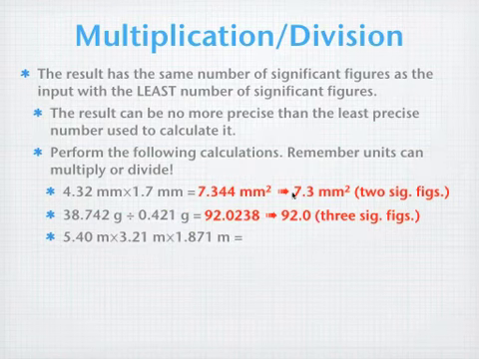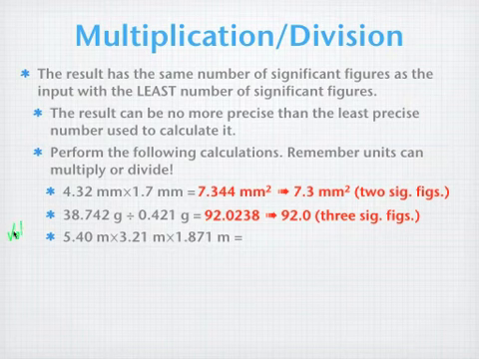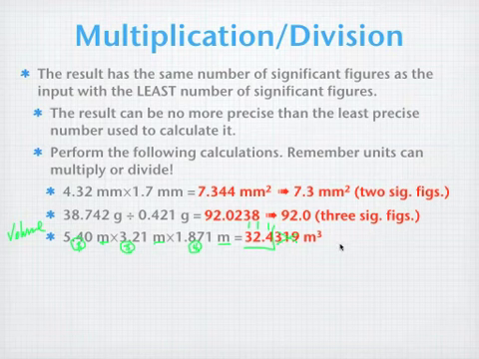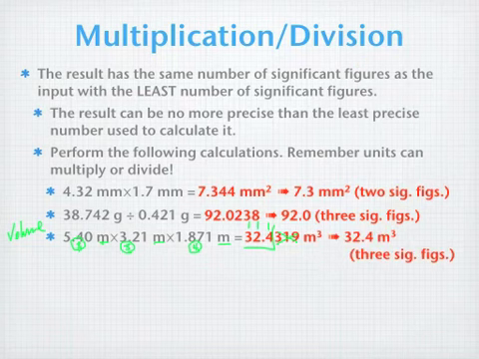Third example, we're going to do another multiplication. This would be like a length times the width times the height, so this would be a volume perhaps. When we do the math, we get 32.4319. Meters times meters times meters is meters cubed. We have 3 significant figures here. We have 3 significant figures here. We have 4 significant figures here. So between the first 2 numbers, we have to limit ourselves to 3 significant figures. 1, 2, 3. The 3 does not round the 4 up, so drop everything after that. And we get 32.4 meters cubed.